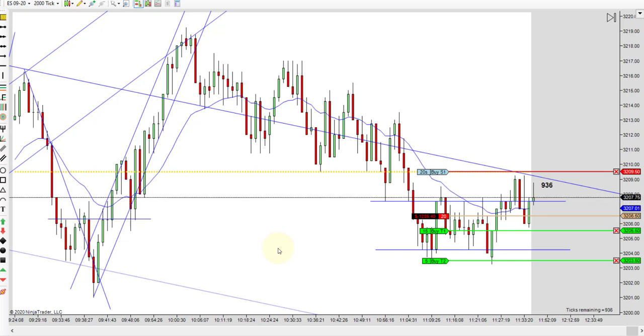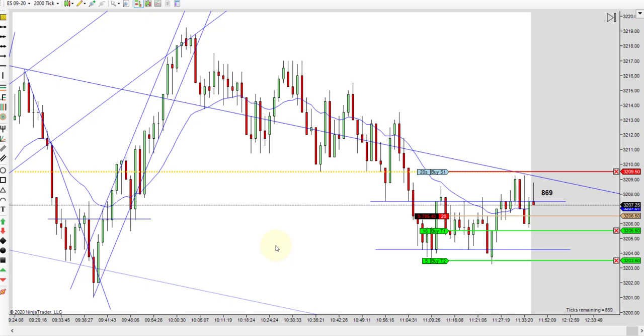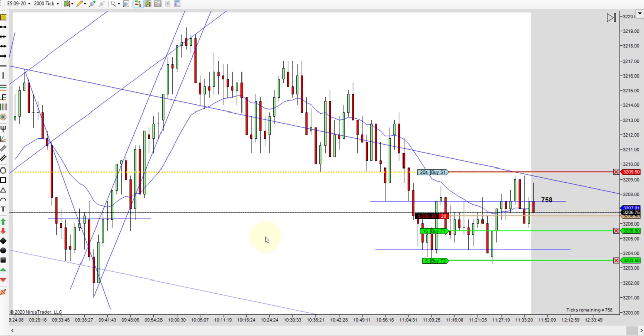Things really seem to have slowed down here. And again, we could see a second entry short here.